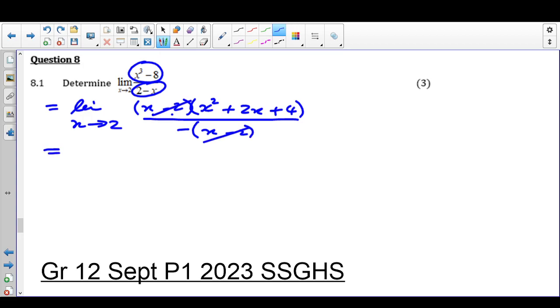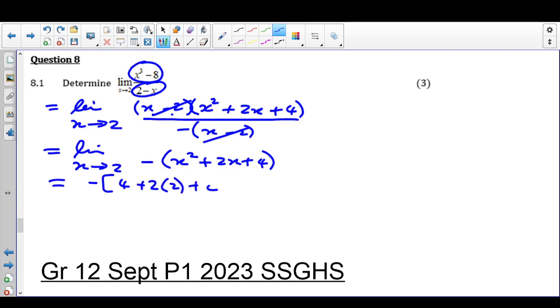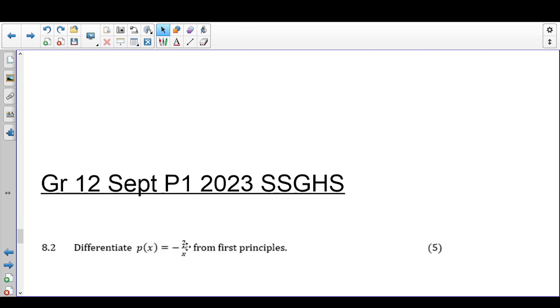That of course cancels. Leaves you the limit as x approaches 2 of negative into x squared plus 2x plus 4. So if you ever see an x, I put the 2. So that's negative into 2 squared, which is 4, plus 2 times 2, which is 4, plus 4, which gives you 12. Give me an answer of negative 12. Okay. As you can see, if we substitute 2 straight into this here, it will give you an undefined solution.